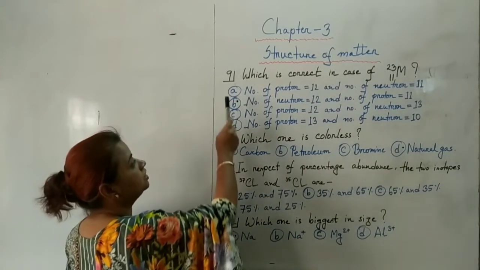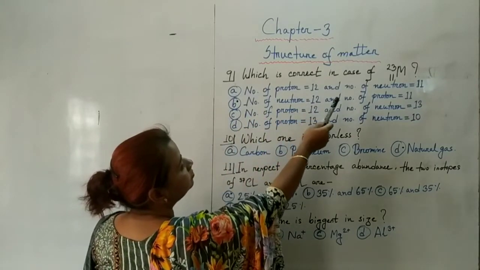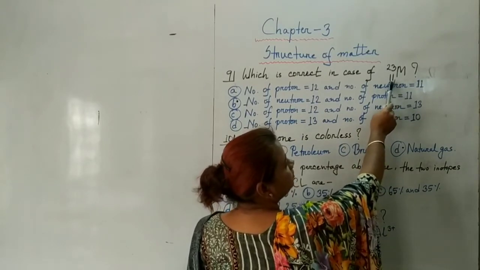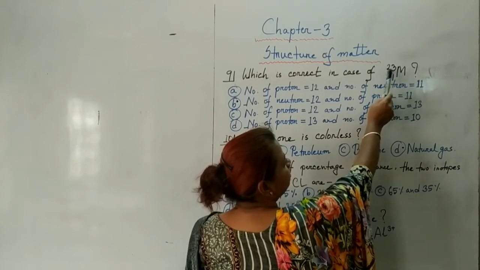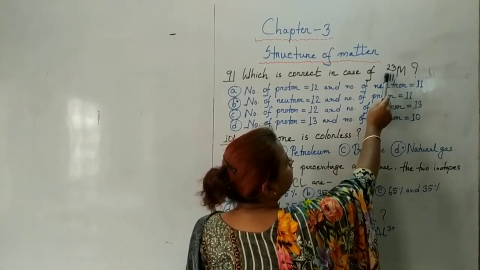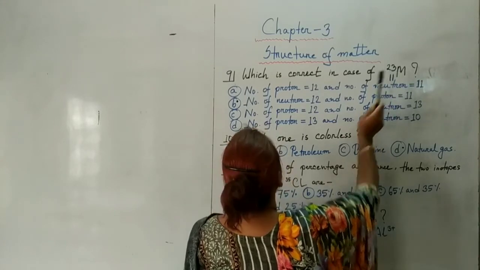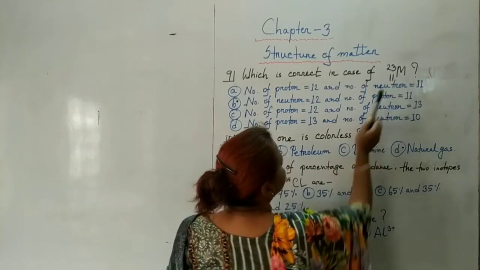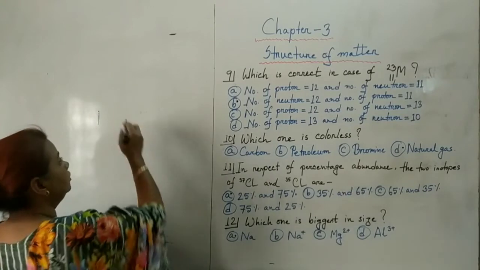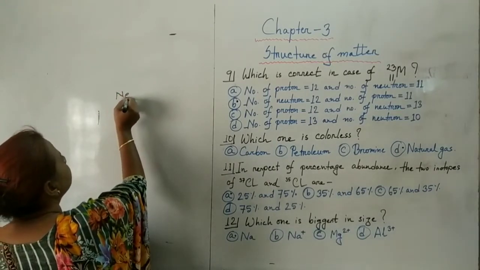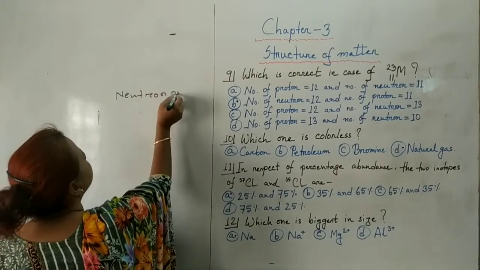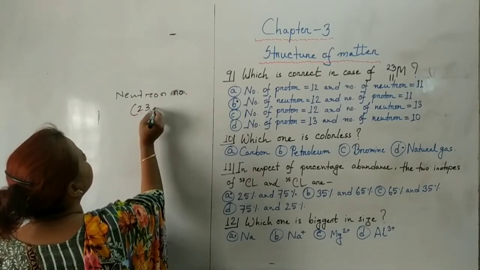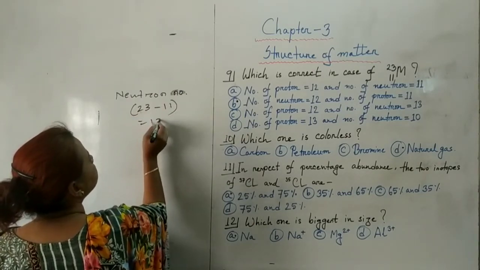Question number 9. Which is correct in case of M 11 23? Here, 11 indicates atomic number and 23 indicates mass number. Atomic number means proton number and mass number means proton plus neutron number. In this case, we can see that the proton number is 11. So the neutron number of M is equal to mass number minus atomic number, which is 12.